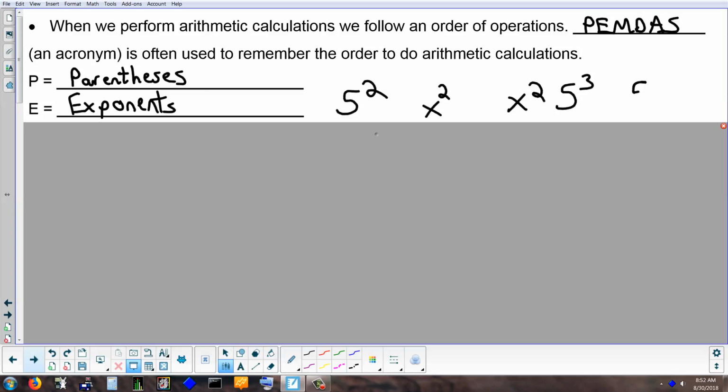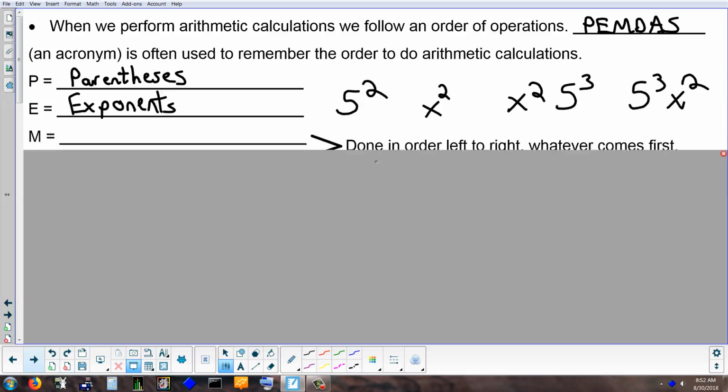It might be attached like this, 5 to the third, x to the second. It might look like that, right? So those are your exponents. So like Donovan said, the little numbers, all right? So we got parentheses, we got exponents. M stands for what? How about Catherine? What's the M going to stand for in PEMDAS? Multiply. Good.